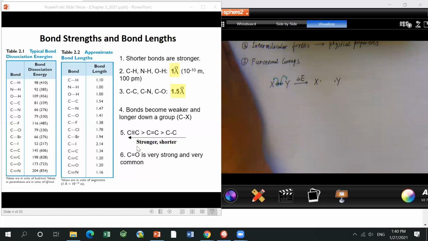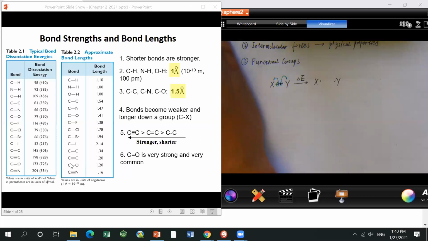So a triple bond is normally shorter and stronger than a double bond, and a single bond is longer and weaker. That's easy to understand: the more bonds you have, the stronger, and the more tightly the two atoms are held together, so the bond is shorter. And the last one is the C=O double bond, which is pretty strong.